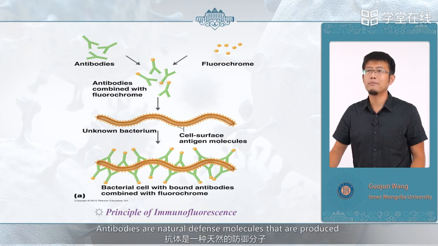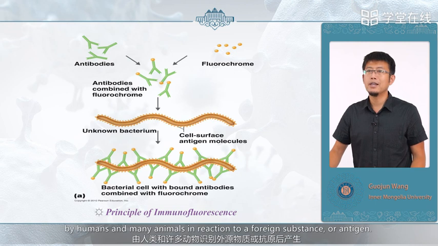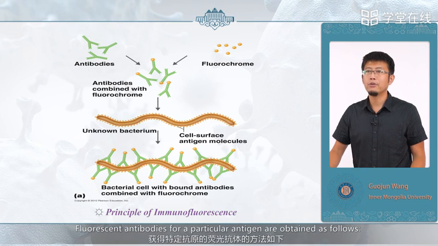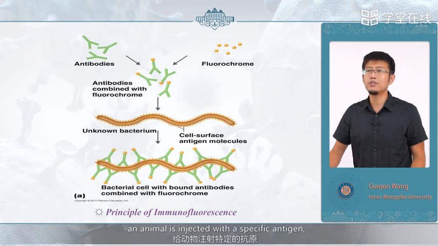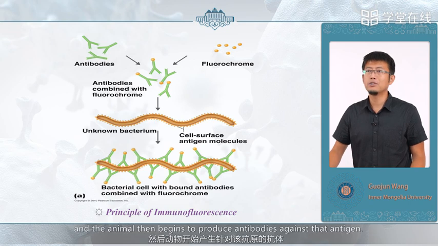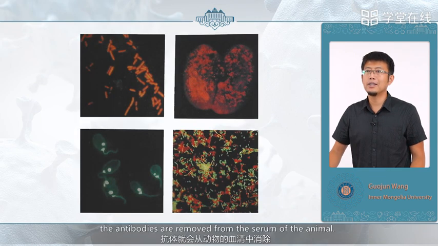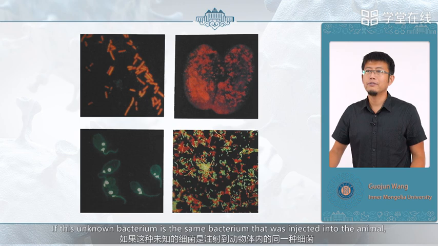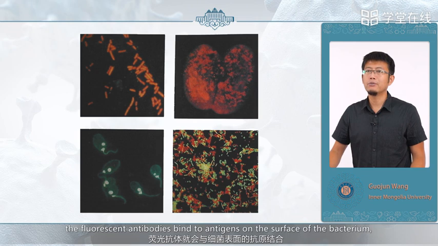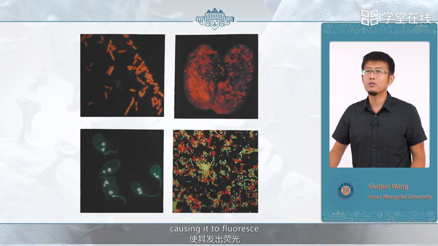Antibodies are natural defense molecules that are produced by humans and many animals in reaction to a foreign substance, or antigen. Fluorescent antibodies for a particular antigen are obtained as follows. An animal is injected with a specific antigen, such as a bacterium, and the animal then begins to produce antibodies against that antigen. After a sufficient time, the antibodies are removed from the serum of the animal. If the unknown bacterium is the same bacterium that was injected in the animal, the fluorescent antibodies bind to the antigen on the surface of the bacterium, causing it to fluoresce.